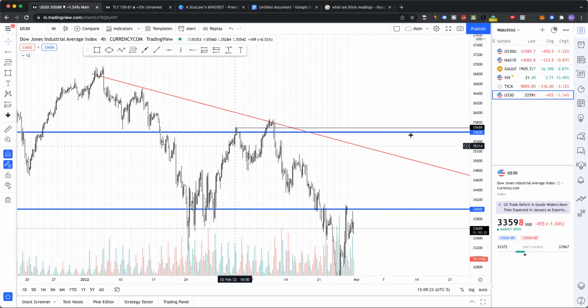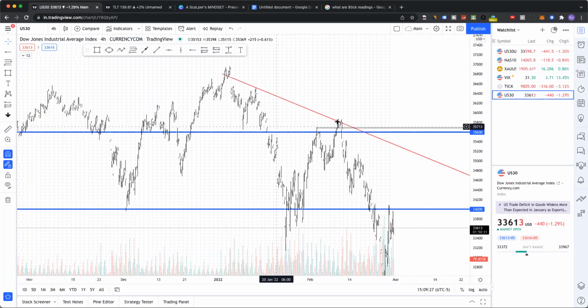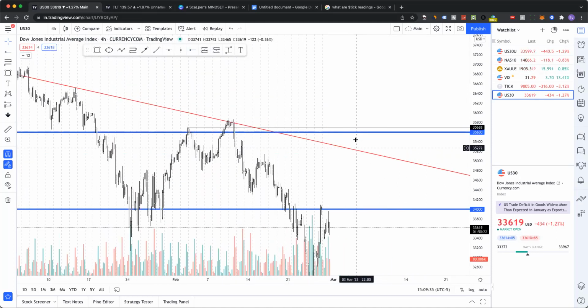Okay, so this area right here would be something that I'm looking for some sort of confluence in, okay? Because I have a QM level, I have my support and resistance level here, and if the market makes its way back up, I can start looking for sell opportunities on a lower time frame.